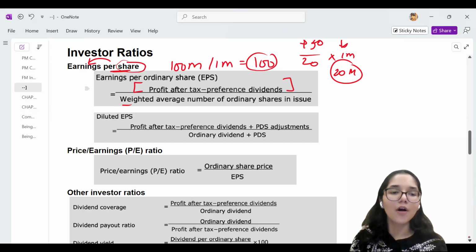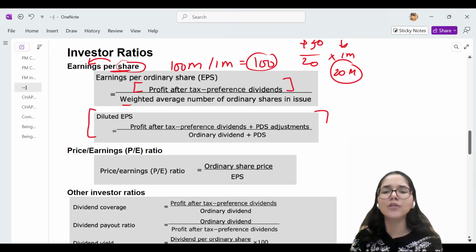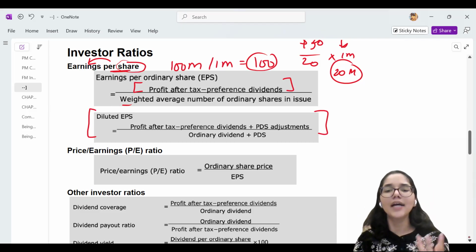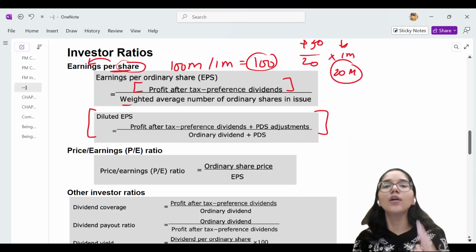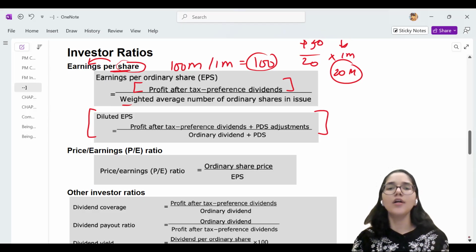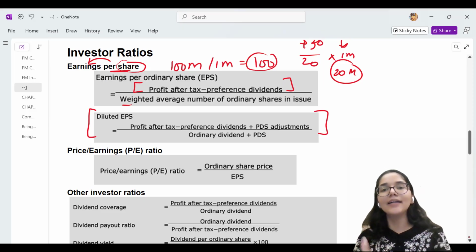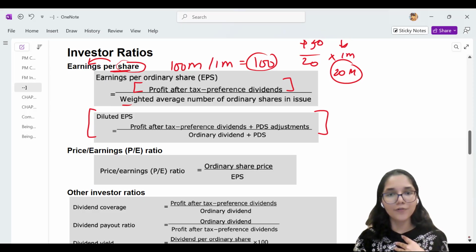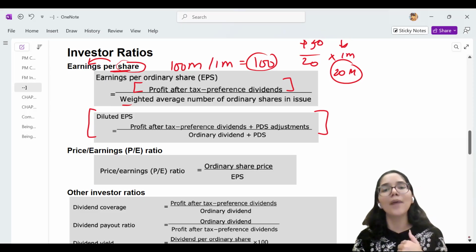Then there's also a formula for the diluted EPS, even though this does not get tested in your exam. Sometimes some of the securities are convertible securities. What does that mean? I take a loan from you right now, but in the future, you will have the option to either take back the money from me or convert that debt into equity. I will either pay you the money back or, if you do want to invest in my company, you can convert that debt into equity. So you will become my shareholder.